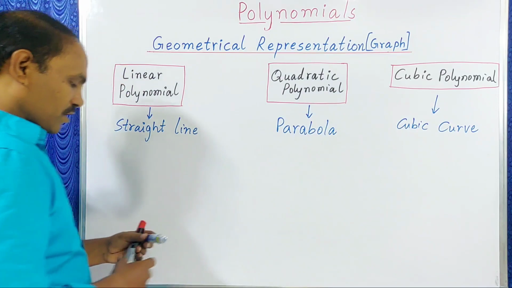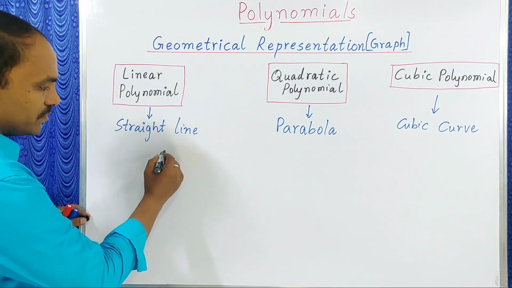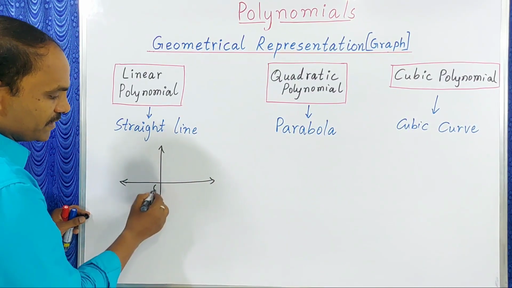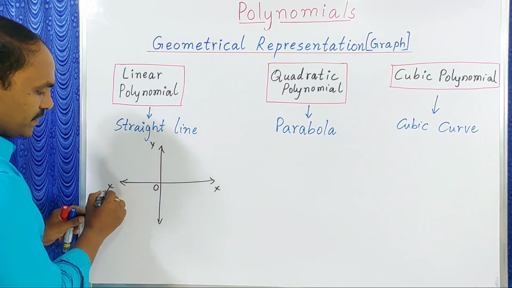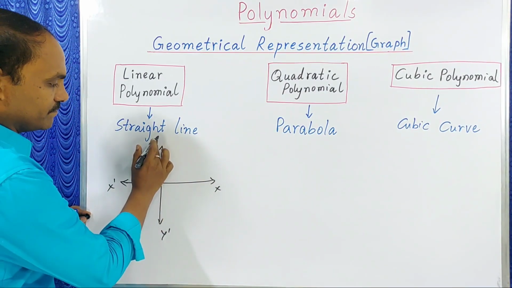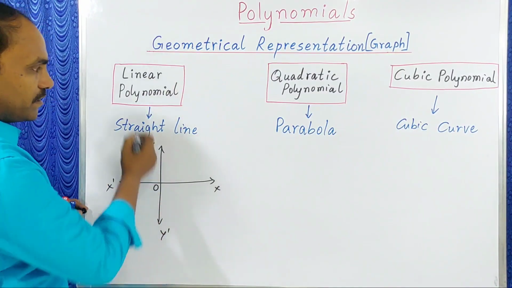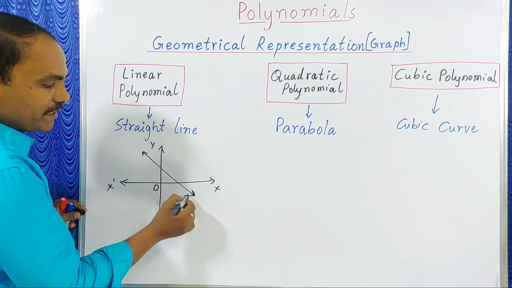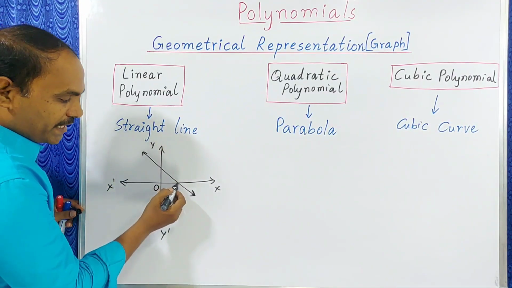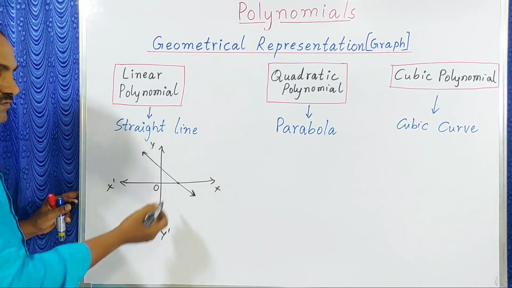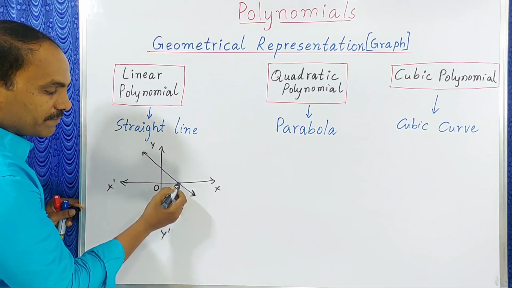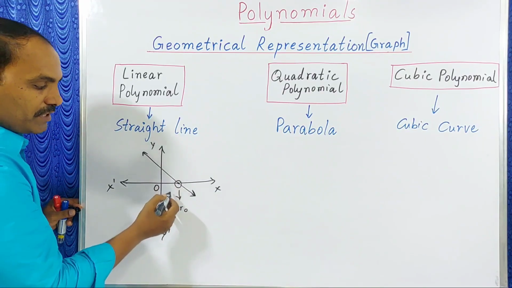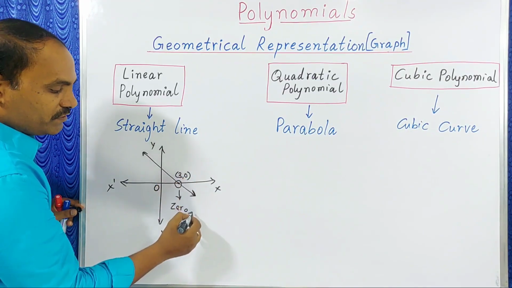Now check out how they are looking. When you draw a graph, here 0, x axis, y axis, here x dash, here y dash. Now when you represent a linear polynomial, it represents a straight line, and this straight line touches the x axis in one point. That's why for the linear polynomial, this point is called the zero. For example, if it touches at 3, then zero is equal to 3.